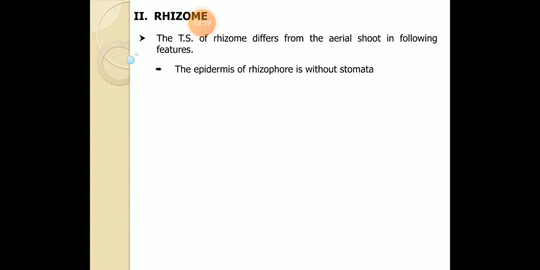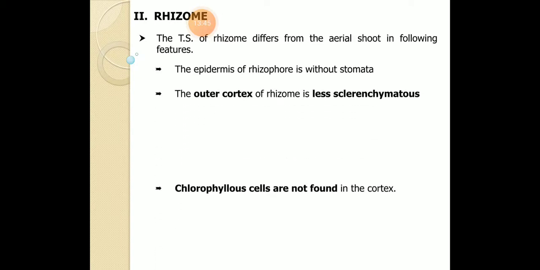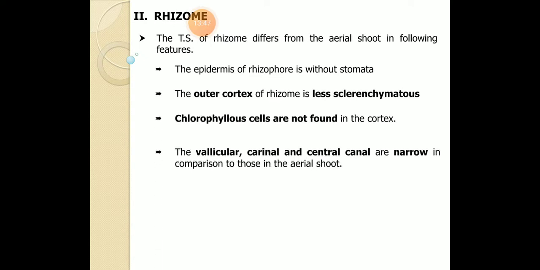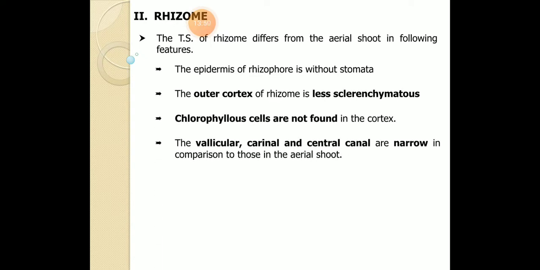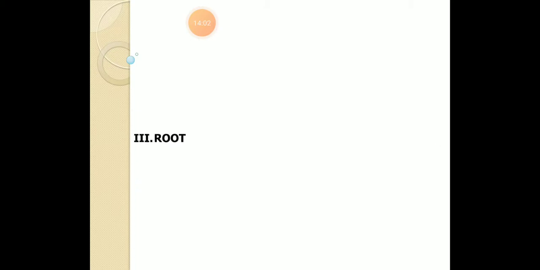And the rhizome. If you take the TS of the rhizome, there will be an epidermal region and outer cortex. The rhizome has a less sclerenchymatous cortex, and chlorenchymatous cells are not found in the cortex region. Vallecular and carinal canals are narrow and comprise the Schamstut.